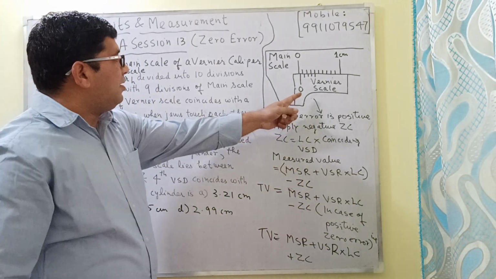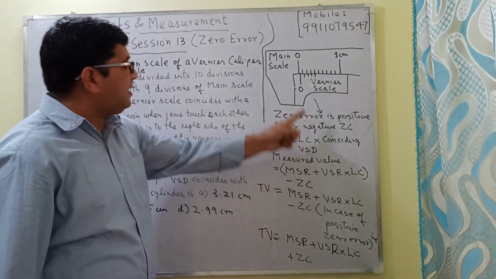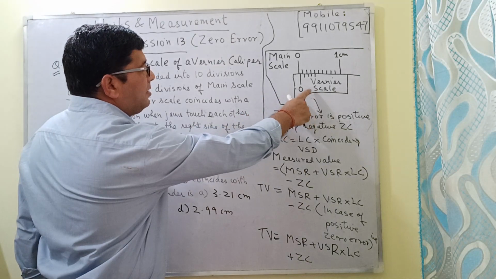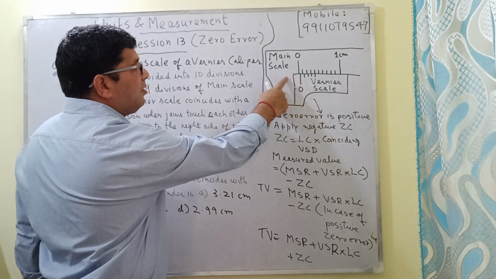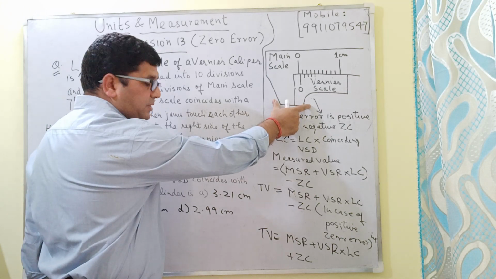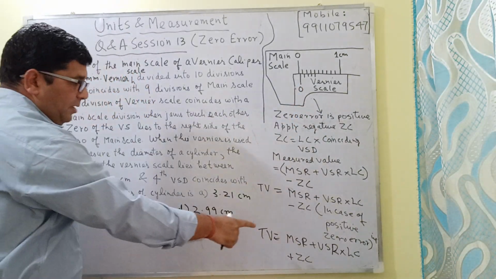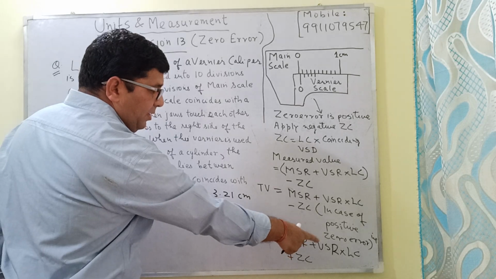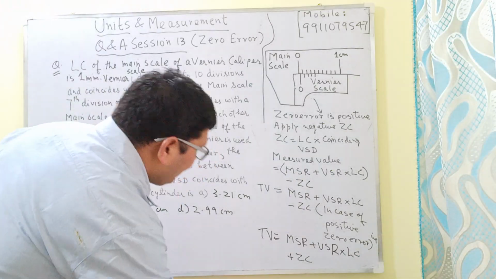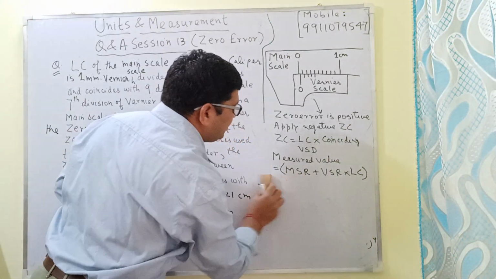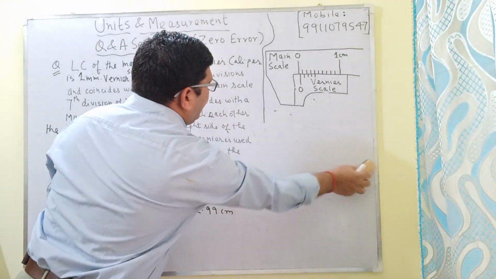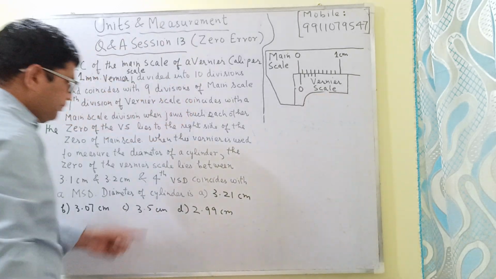Negative zero error can be seen when the zero of the vernier scale is on the left side of the zero of the main scale, when both the jaws are in contact with each other. In that case the zero error is negative and we apply the positive zero correction. This is what I wanted to discuss before solving this question. And now we will solve this question.